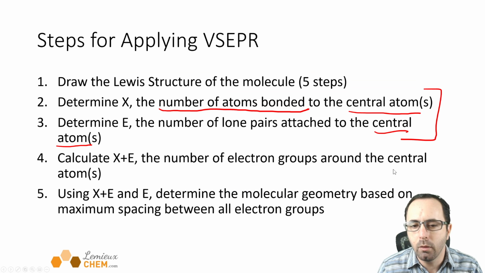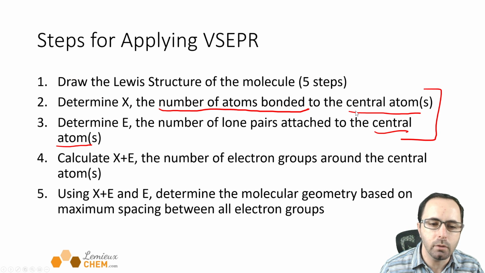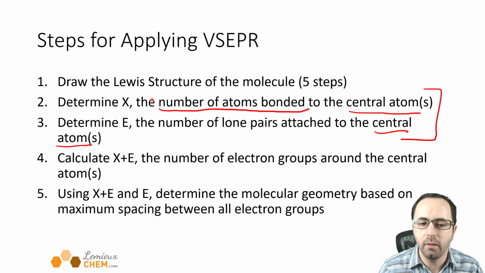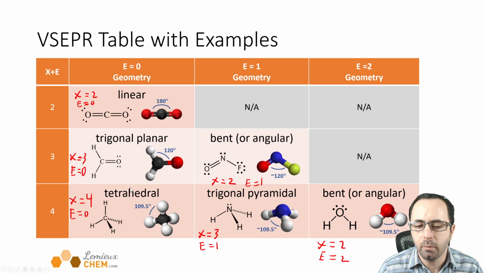So just going back to the steps again, you have to have the Lewis structure first, so first you do all that, drawing the Lewis structure. Then determine the number of atoms bonded to the center atom, which is X. Determine the number of lone pairs attached to the center atom, that is E. Add up X plus E, and then using X plus E and this table, determine the geometries, which are written here.